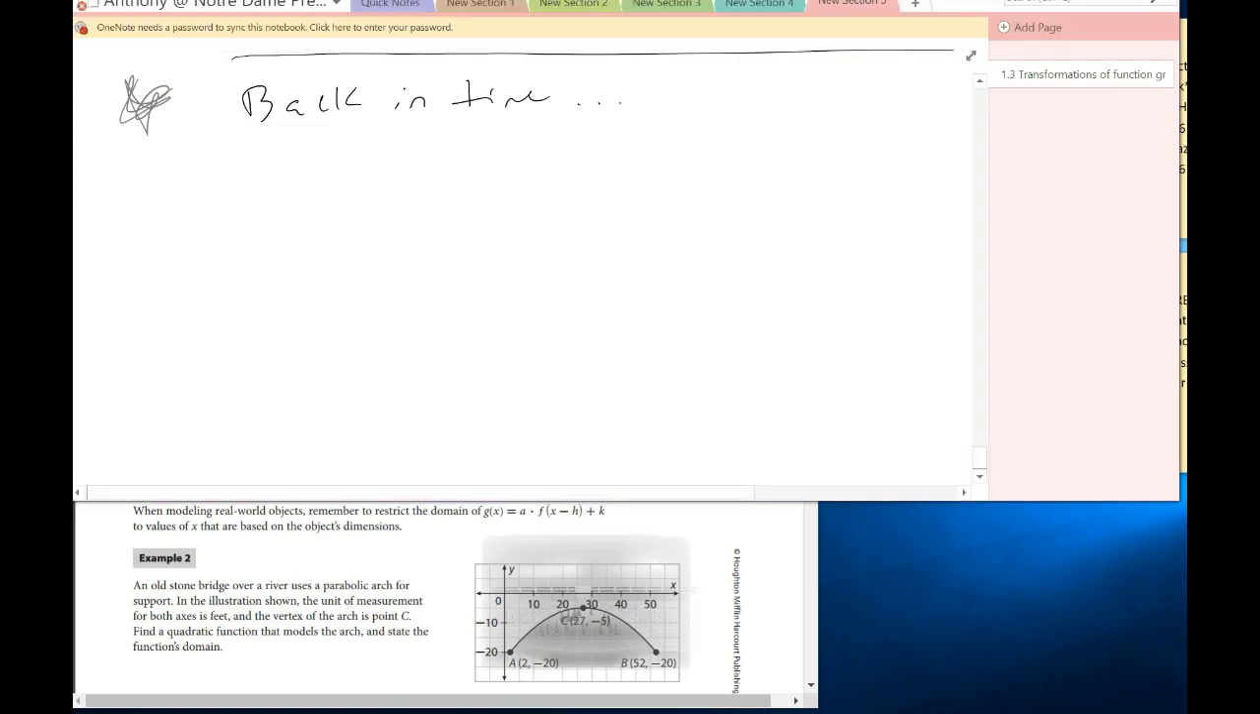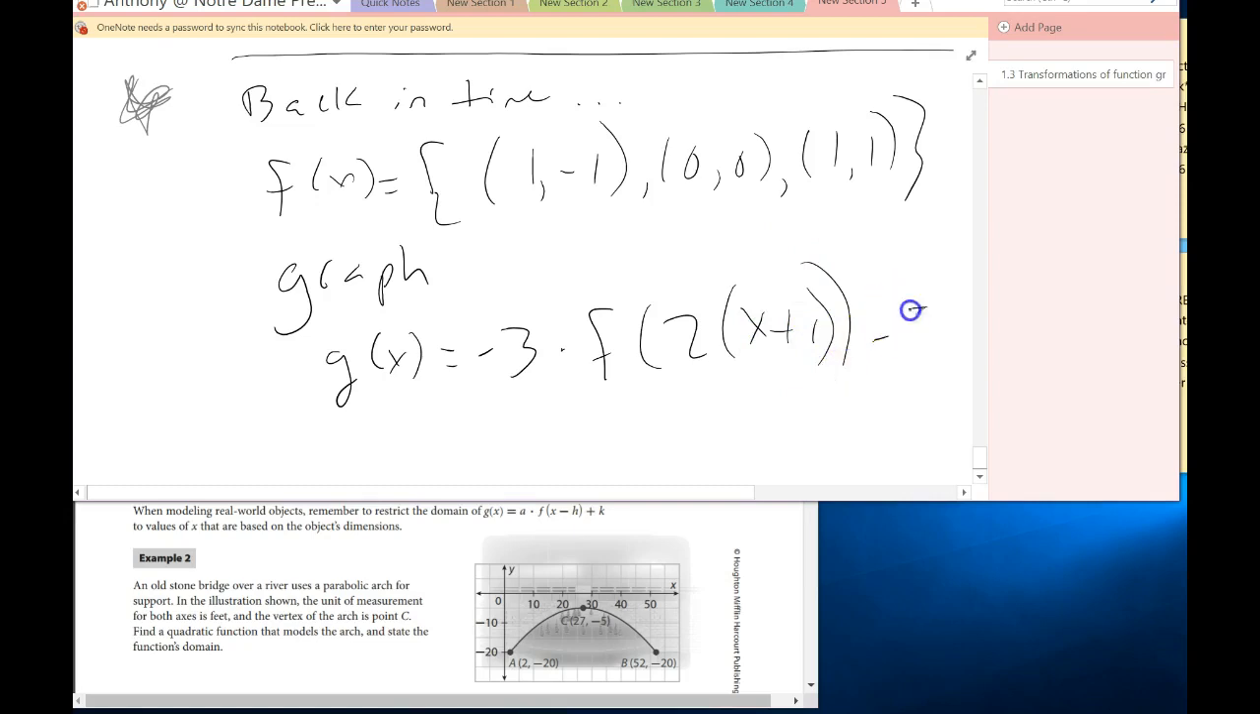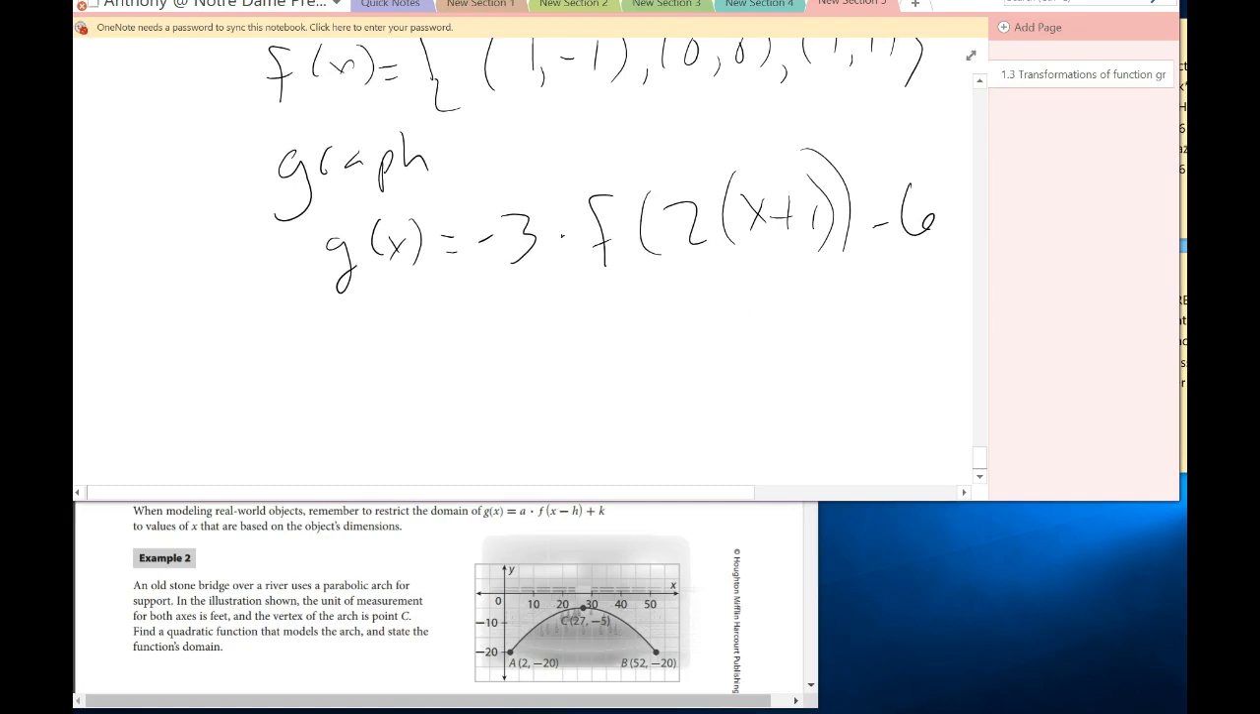Okay. Let's say we have a function. I have some function, f of x, and I've defined this function as this set of ordered pairs. And I ask you to graph the transformation of that function described as g of x. So it turns out that this is not that bad.